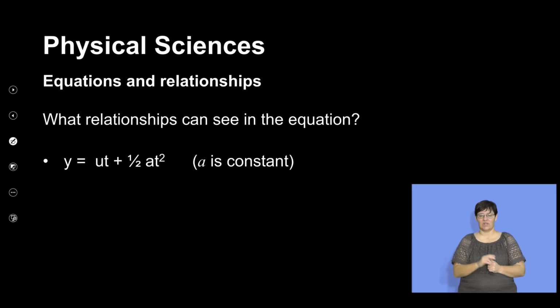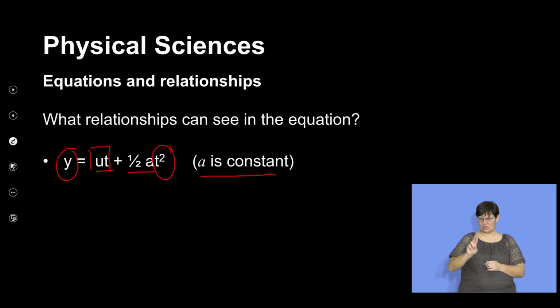Now, let's have a look at our final equation. This equation definitely has a dependent variable. We can recognize it's y, it's on its own. Then we've got something that is looking quite strange, that has u and t with it. Then we've got something that says half a, and we were told that a is constant, and we've got a t squared. So this really looks quite a mystery. How are we going to unpack all of this?